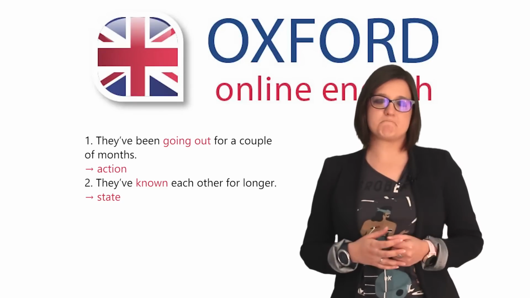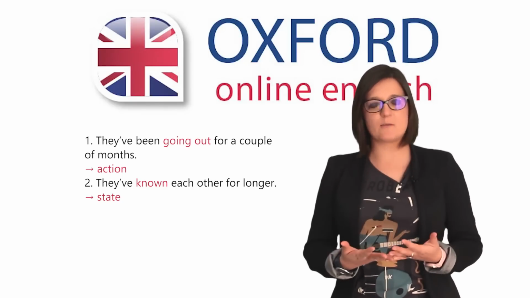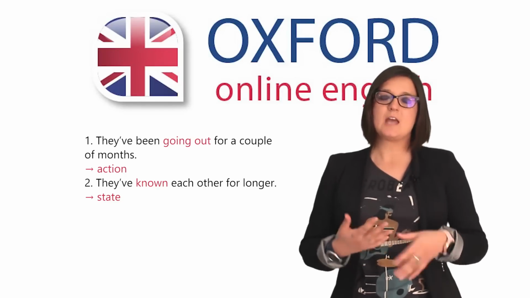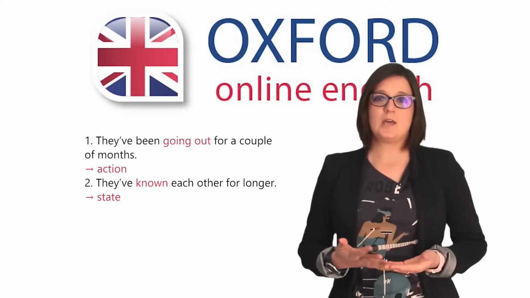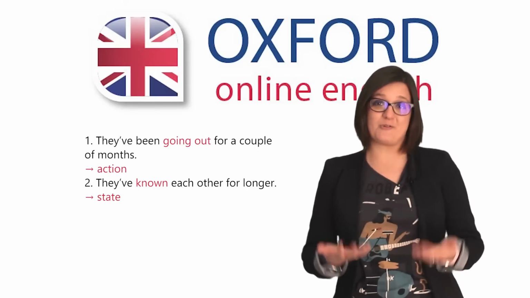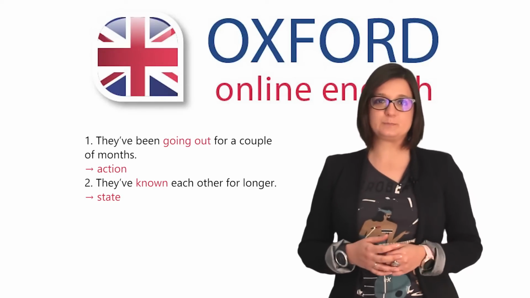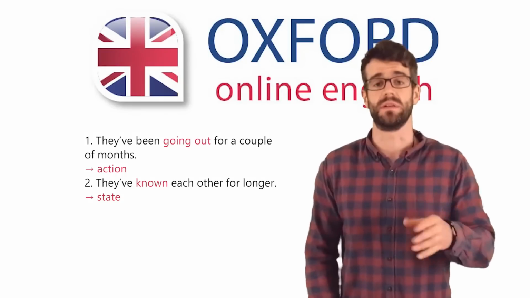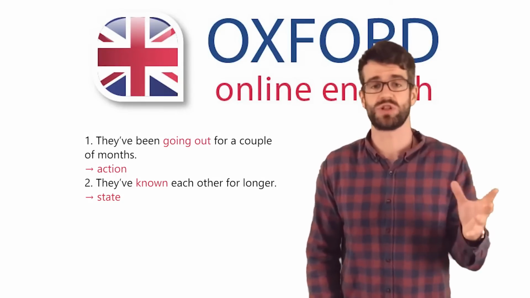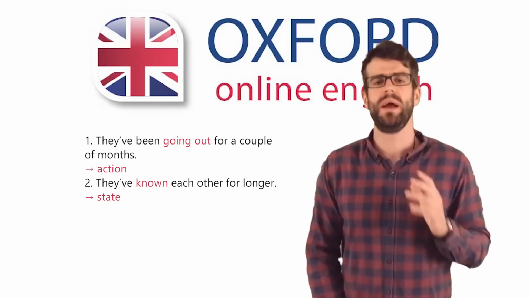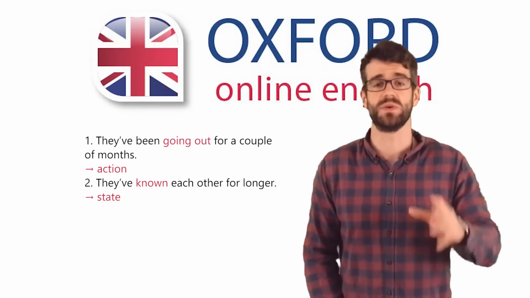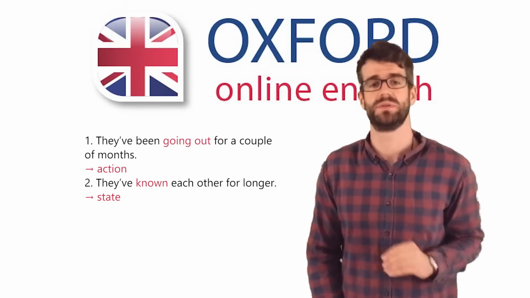What does this mean? Knowing someone is a state. It's not something you do. If you know someone, then you know them. You know them today, and you'll know them tomorrow too. State verbs include be, like, understand, or seem. Many verbs which relate to feelings or mental states are state verbs.